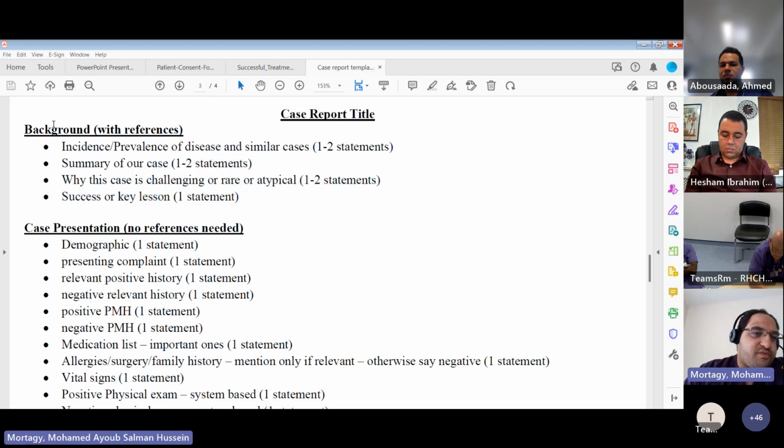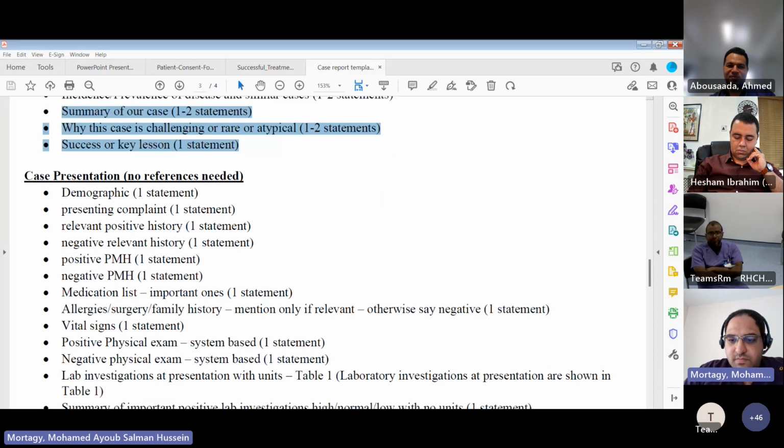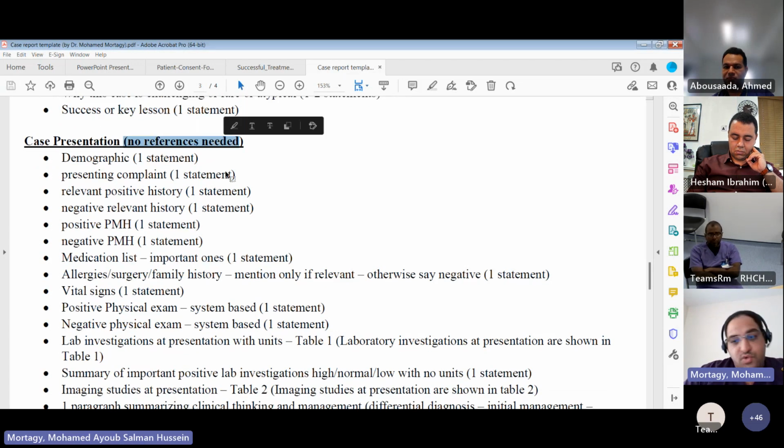So you will only have to provide references for the incidence, prevalence, and maybe similar cases if there are any. The rest doesn't need references, just what you found in your case, right? And then the case presentation itself doesn't need any references, because this is your case. This is a summary of what you've seen.